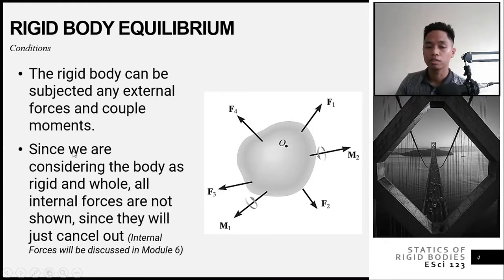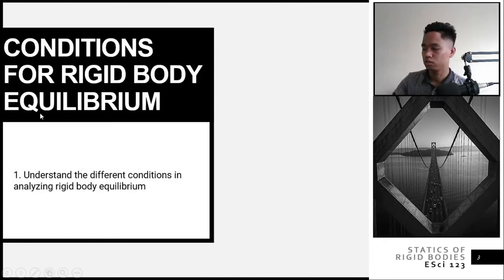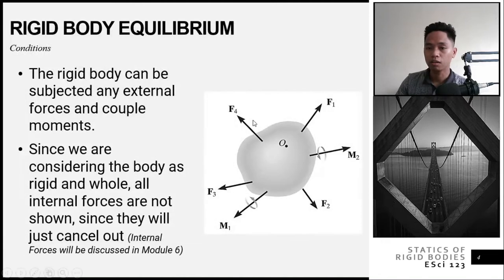Alright? Now, since we are considering the body as rigid and whole, okay, whole siya, meaning buo. For example, a beam, or, for example, this particle. This particle is whole man siya, ato siya i-consider as tibuok. Alright? And then rigid because, again, the course is rigid body. So, rigid siya.